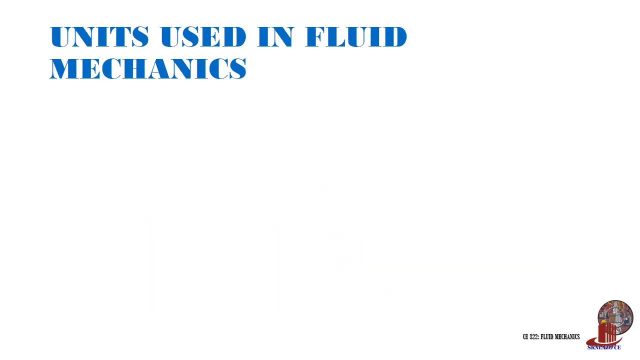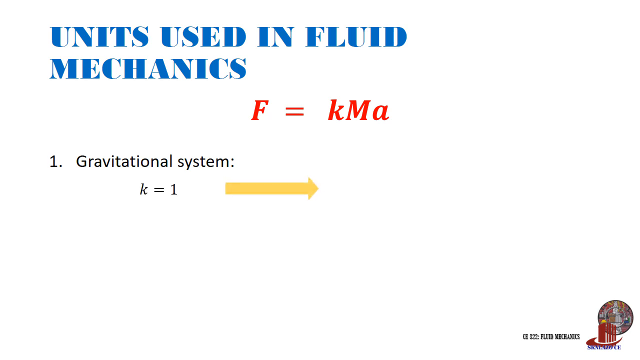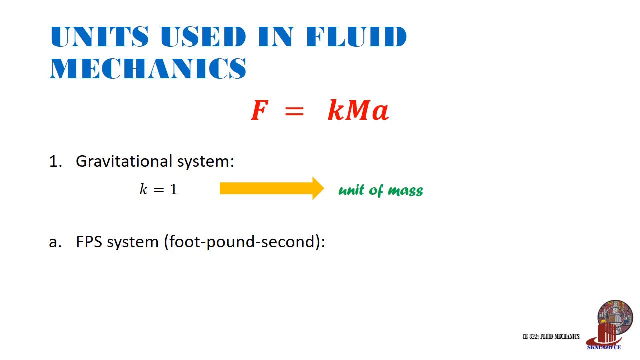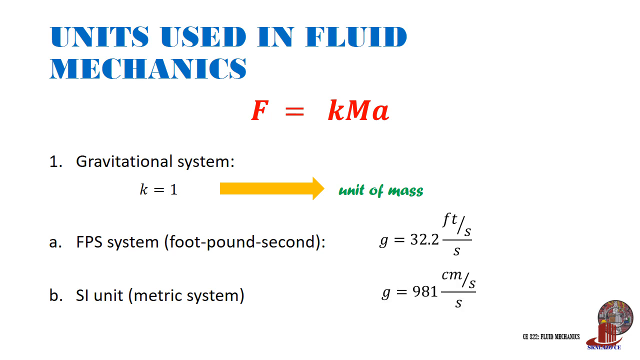Recall Newton's second law of motion stating that the force is directly proportional to the product of mass and acceleration. To be able to compute it, we introduce an equality sign with a constant k, a proportionality factor, which is made equal to 1 by two different systems of defining units. The gravitational system makes k equal to 1 by defining the unit of mass. With the FPS system, the commonly used value for the gravitational acceleration g is 32.2 feet per second per second. The SI or metric system commonly uses the value of 981 centimeters per second per second.